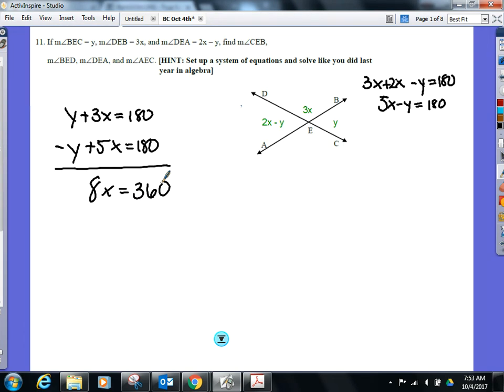I just put the two equations on top of each other like you had last year. These are gone. And I'm left with 8x equals 360. Divide both sides by 8. We should end up getting 45.